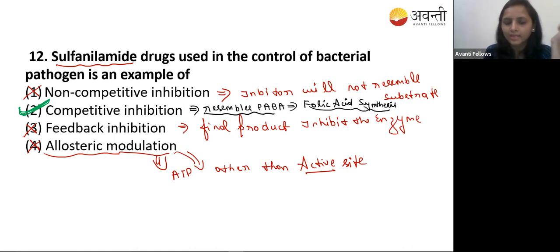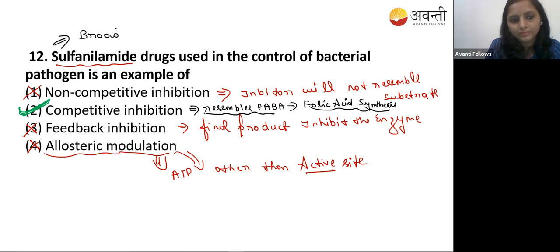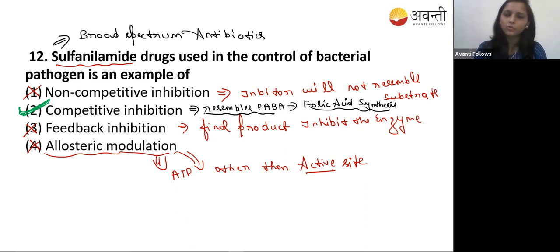So the correct answer is option 2. The sulfonamide drug is a competitive inhibitor. It inhibits folic acid synthesis in bacteria, and we also call sulfonamide a broad spectrum antibiotic. Okay, guys, I think you understood this question. Let us go to the next question.